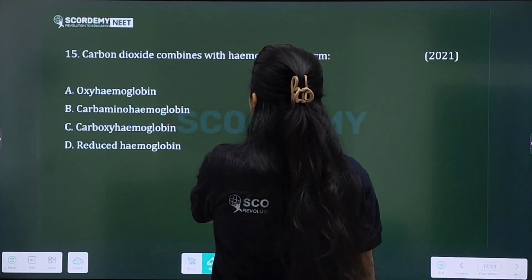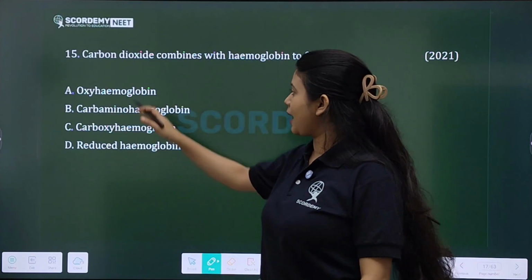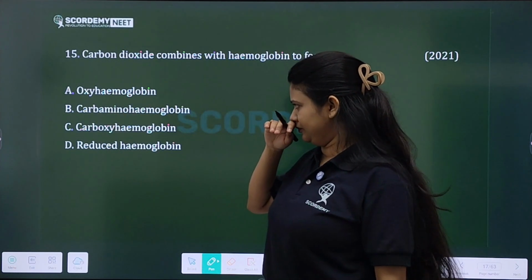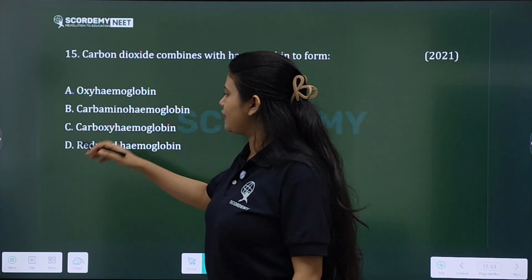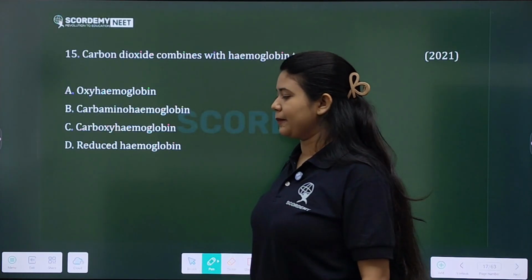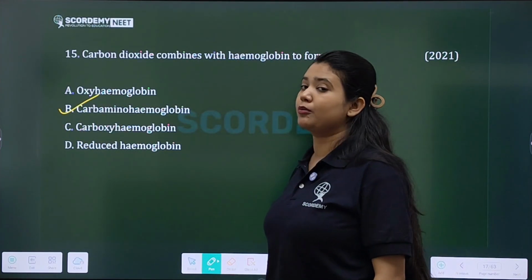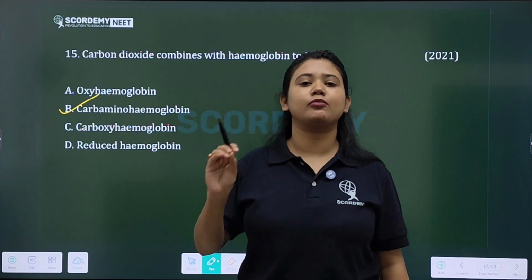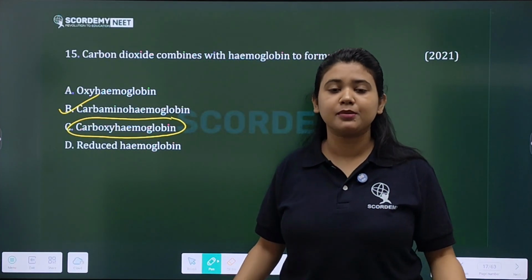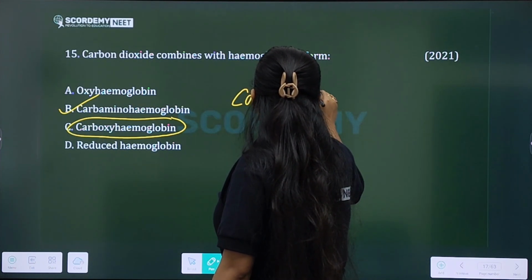Then: carbon dioxide combines with hemoglobin to form which compound? Is it oxyhemoglobin, carbaminohemoglobin, carboxyhemoglobin, or reduced hemoglobin? Option B, carbaminohemoglobin, is formed by carbon dioxide. Students, do not confuse it with carboxyhemoglobin, because carboxyhemoglobin is formed when carbon monoxide, not carbon dioxide, combines with hemoglobin.